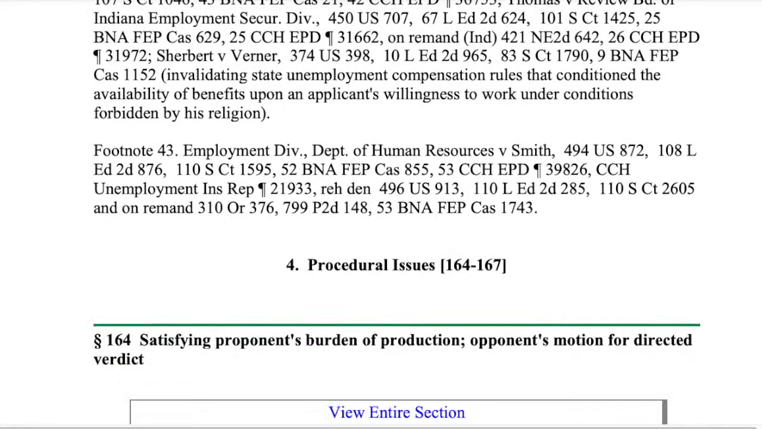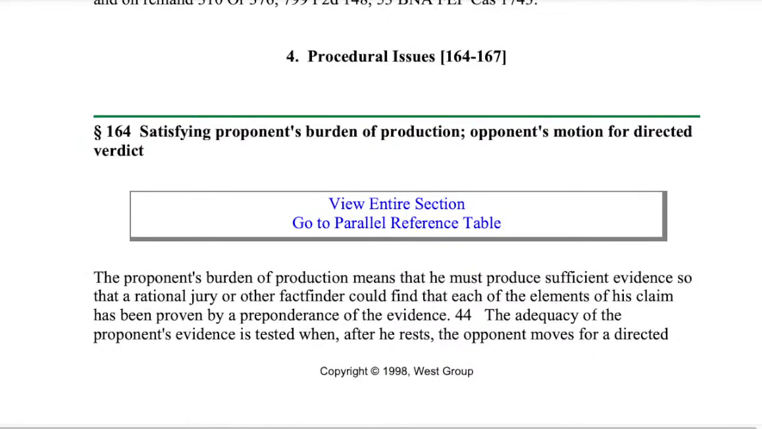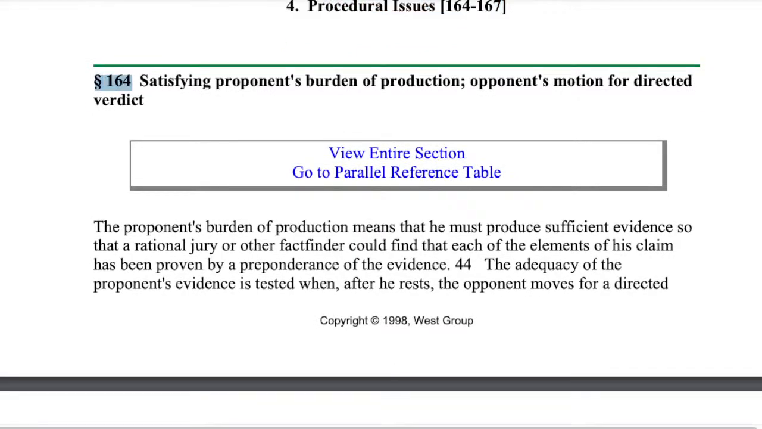All right. And we're on to procedural issues. So, on to part 4, procedural issues, section 164, satisfying proponent's burden of production. Opponent's motion for a directed verdict. Let's see here.